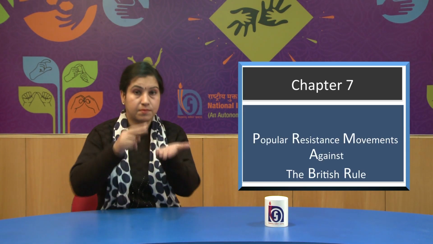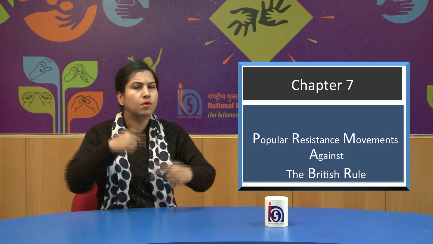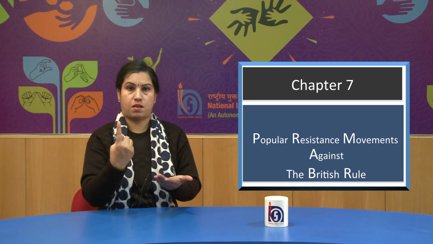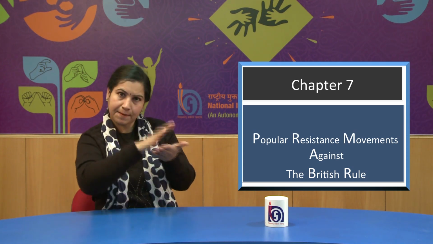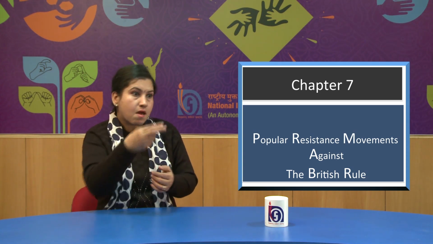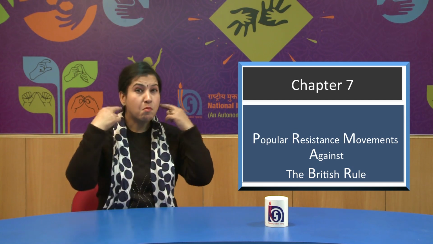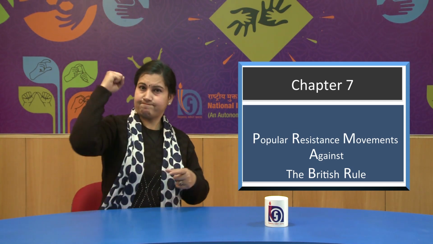Welcome to NIOS. Today we will study part 1st of the 7th chapter. The chapter's name is Popular Resistance Movement Against the British Rule.